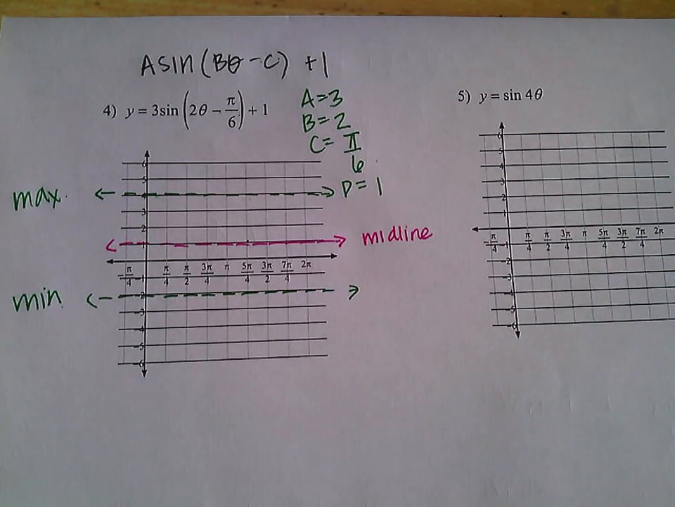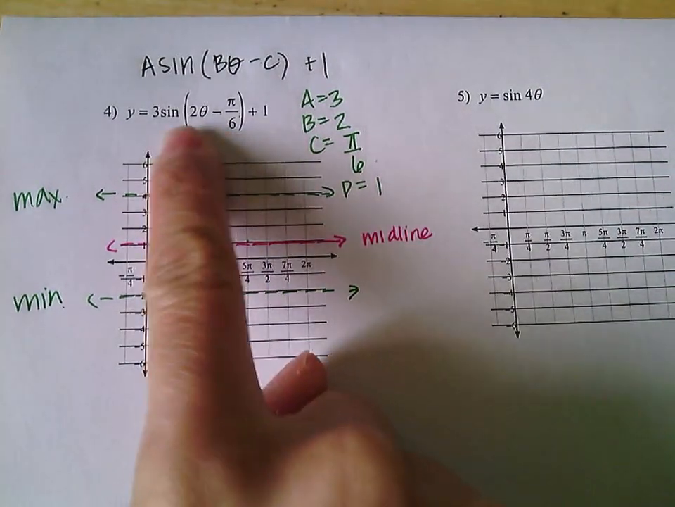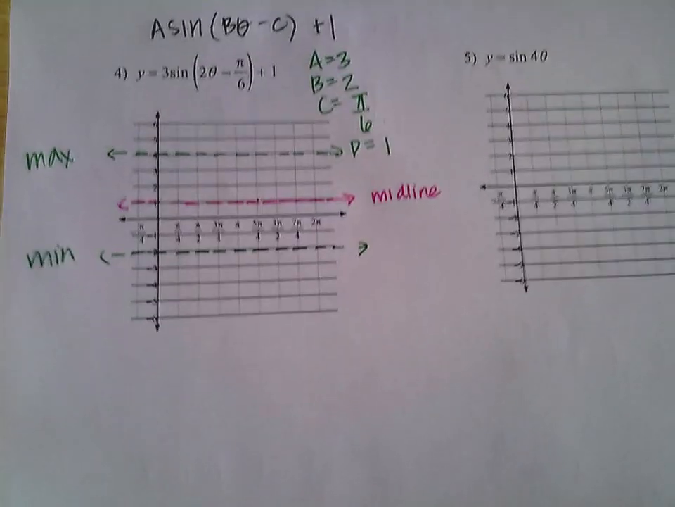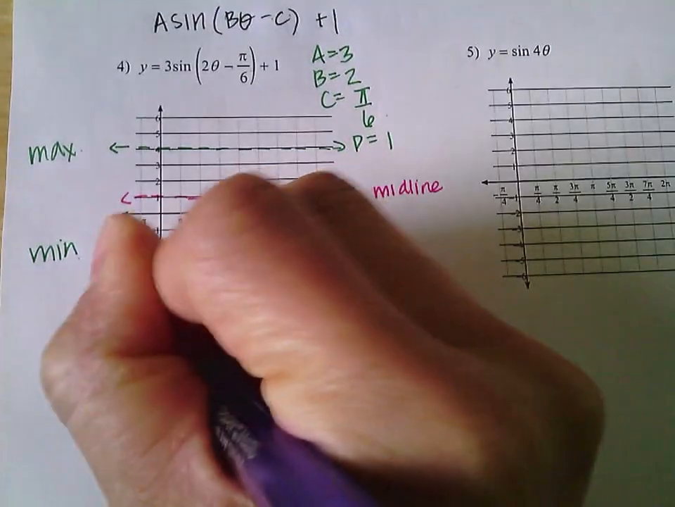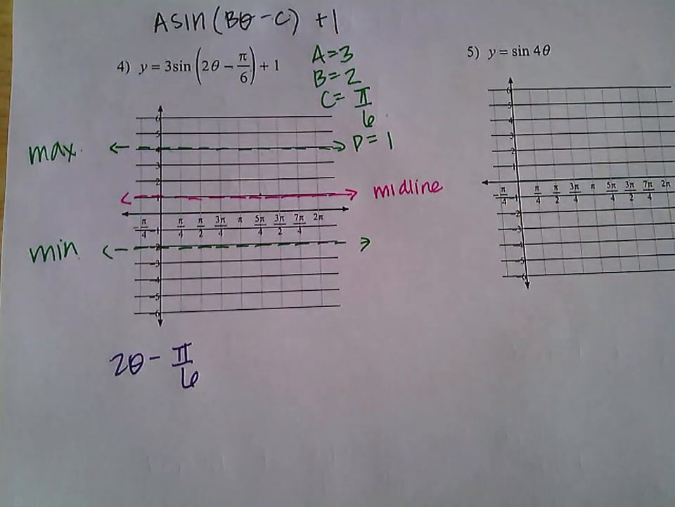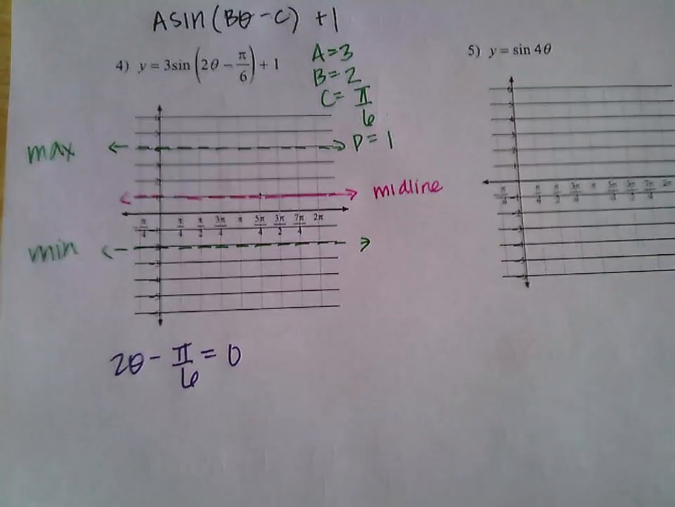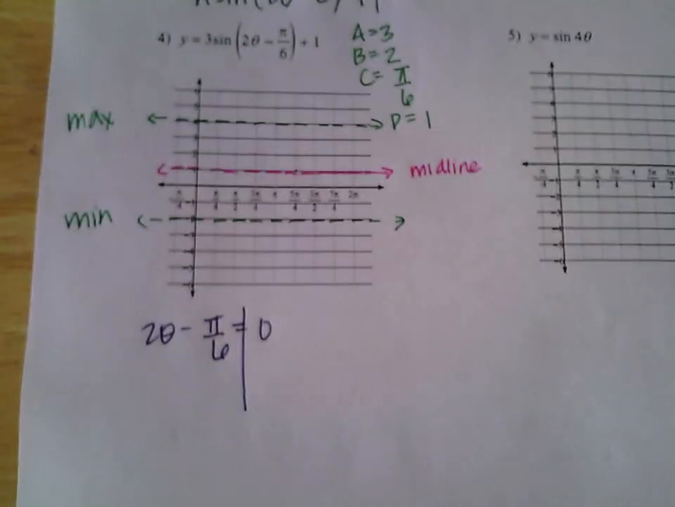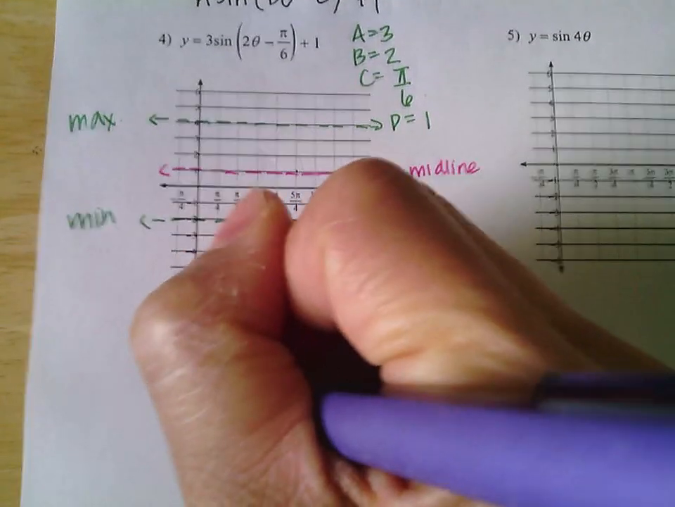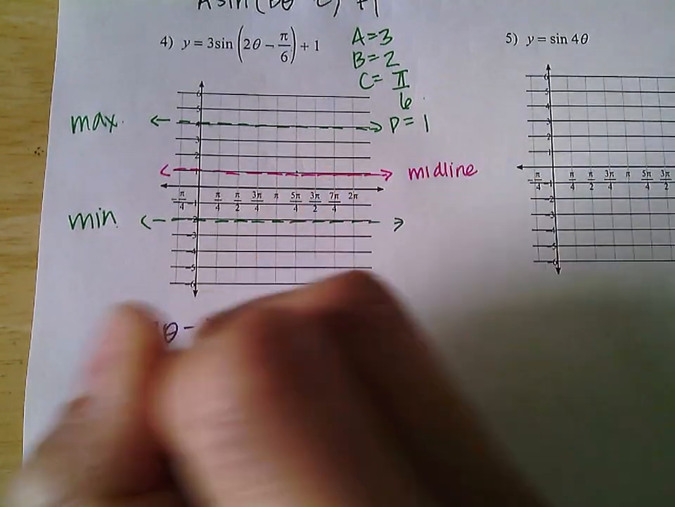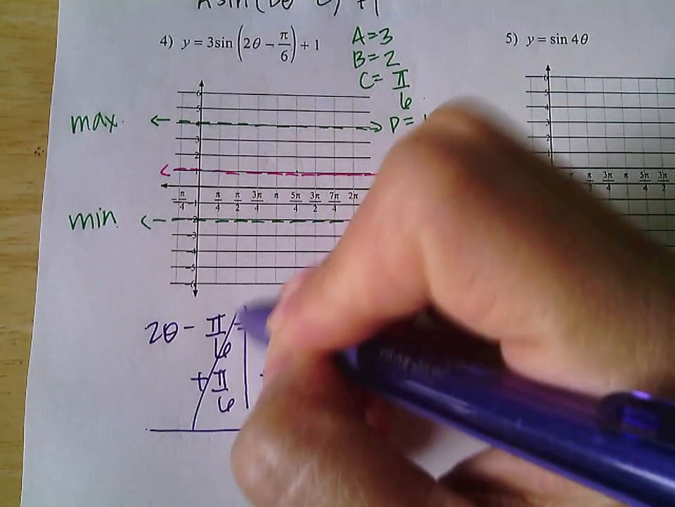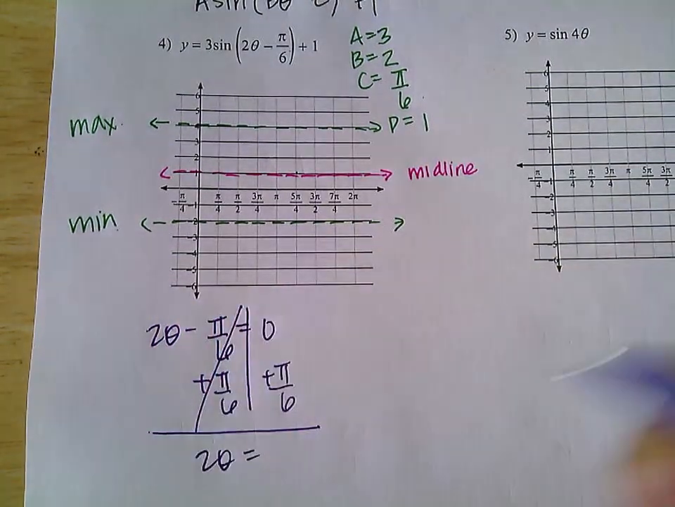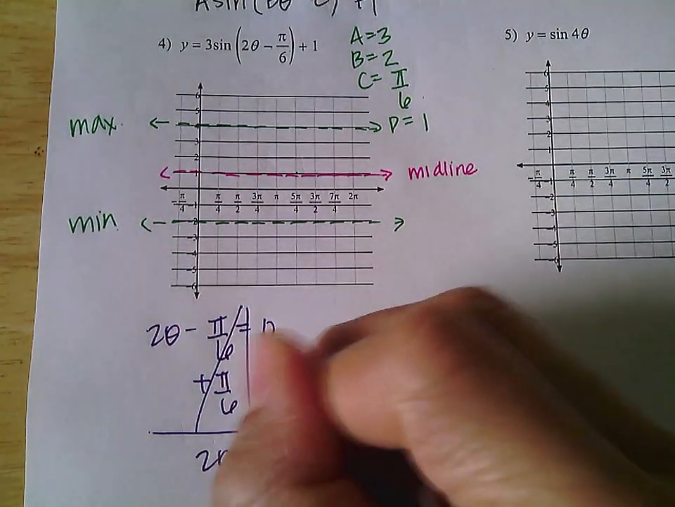So our phase shift is this parentheses, and you're going to set this equal to 0. So you have 2 theta minus pi over 6, and you're going to go ahead and set that equal to 0. You want to go ahead and get theta by itself, so you're going to add pi over 6 to both sides. Remember, pi is just a number, so don't let those fractions confuse you. Bring down that 2 theta, 0 plus pi over 6 is pi over 6.